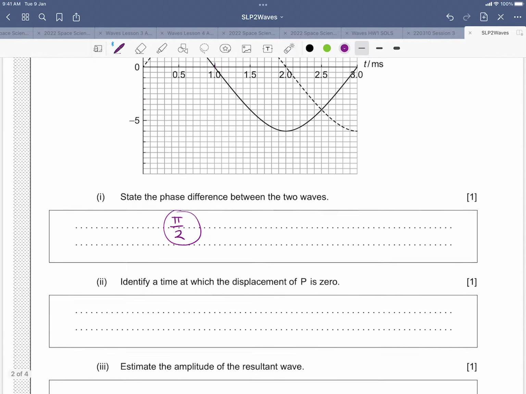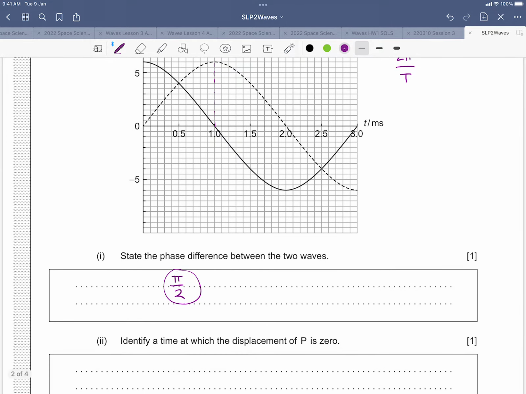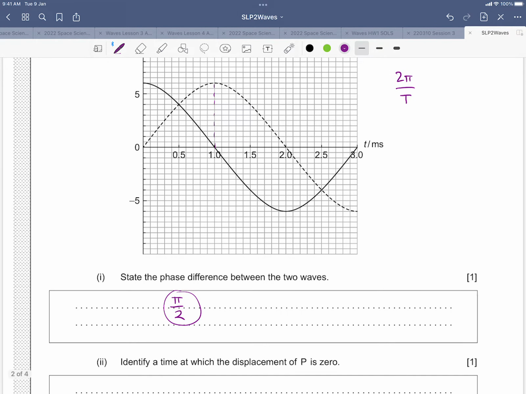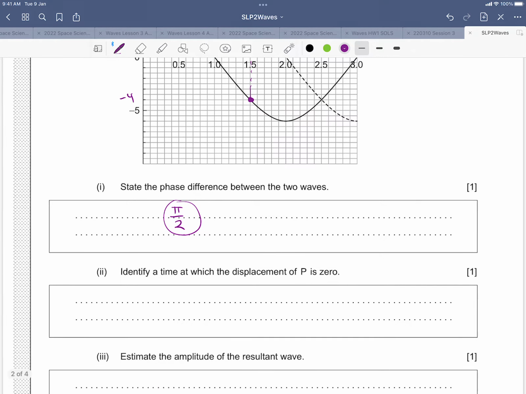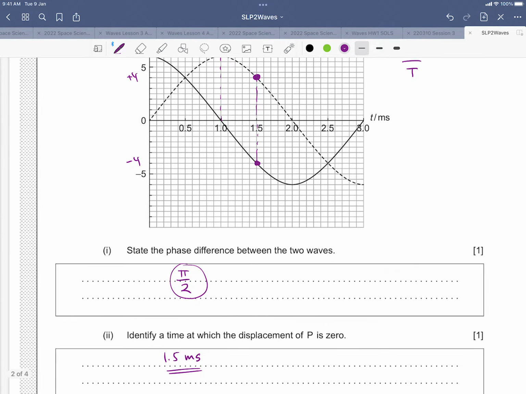Okay, identify a time at which the displacement of P is 0. Well, we have to look at when do the two separate displacements cancel out, and you can see that that's 1.5 milliseconds, because here one wave is displacing the medium 4 micrometers up, the other wave is displacing the medium 4 micrometers down, so those two displacements cancel out and we get 0. So that is the time at which the displacement is 0.